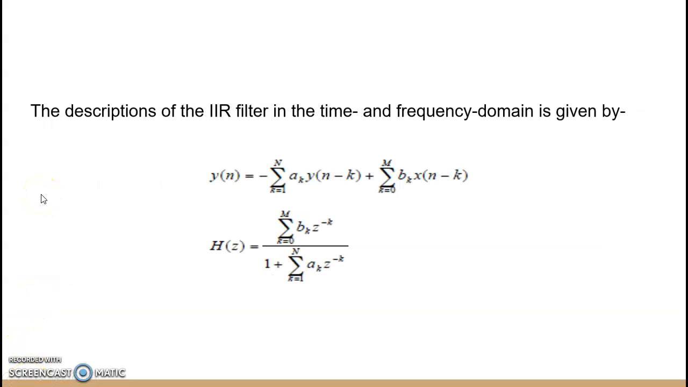Then there is the description of the mathematical terms for the noise removing filter design. y[n] = -summation of k from 1 to N of a_k y[n-k] + summation of k from 0 to M of b_k x[n-k]. Also H(z) = summation of k from 0 to M of b_k z^-k divided by 1 + summation of k from 1 to N of a_k z^-k.